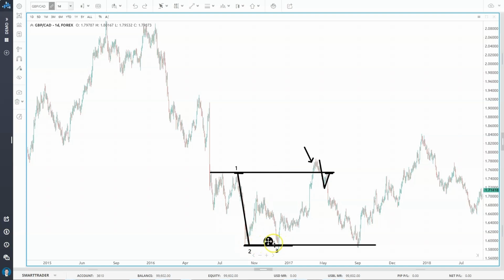So we come back down to equal lows and we buy low. And from there, this actually becomes point 4 because we come right back up to resistance. So 1, 2, 3 is the double bottom, a nice little reversal pattern, and 4 to the upside.